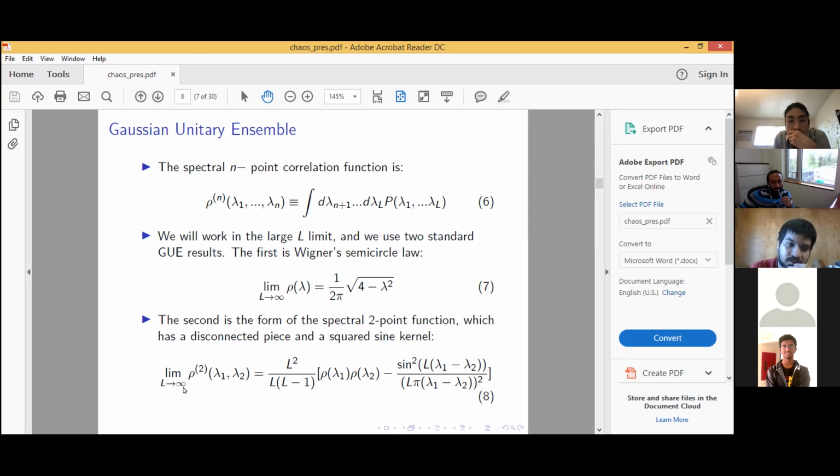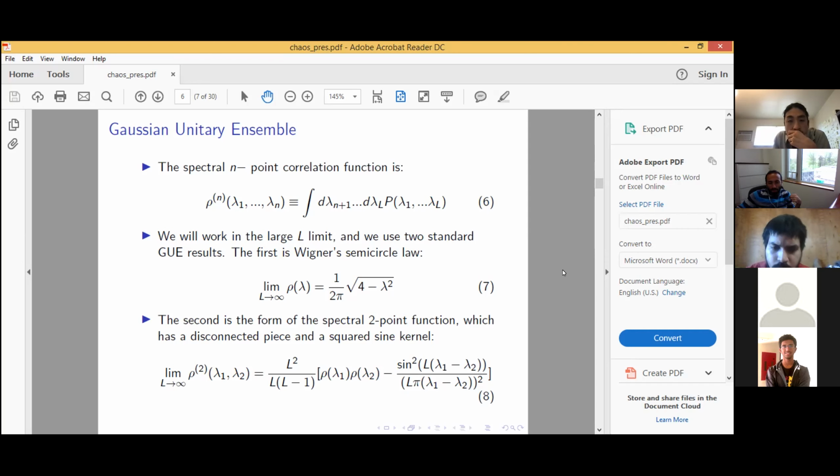So we see that in the L going to infinity limit, rho 2 has two terms. The first is a disconnected piece, which is the product of the individual probability densities, and the second is a sine squared kernel, which looks like this.